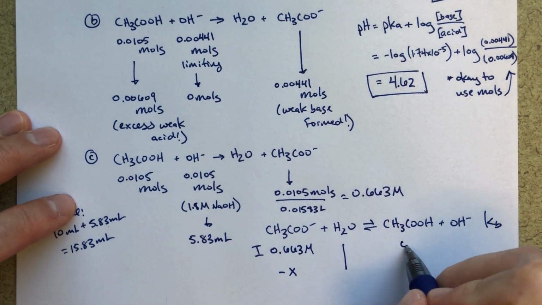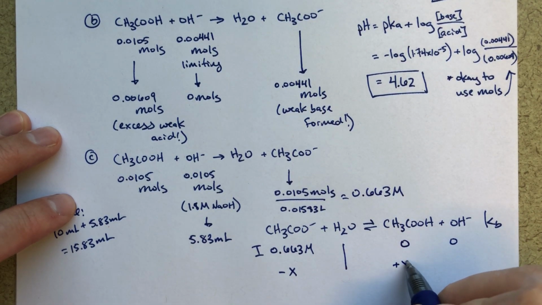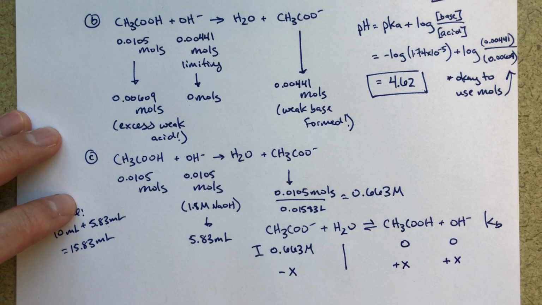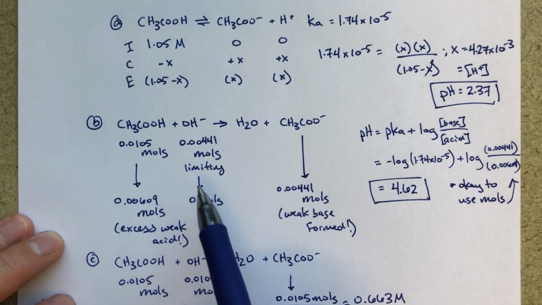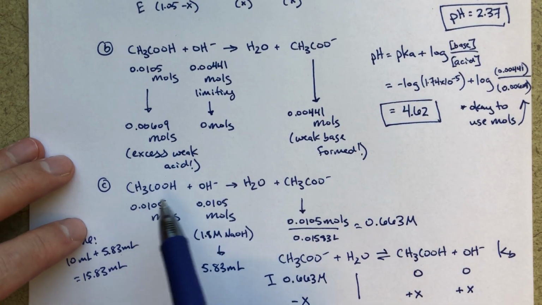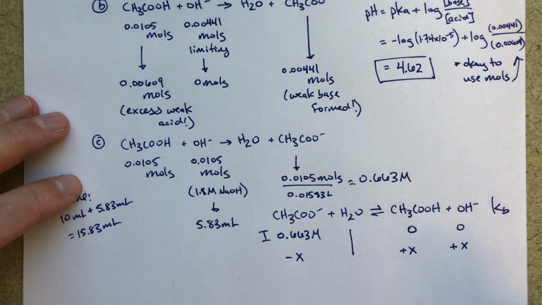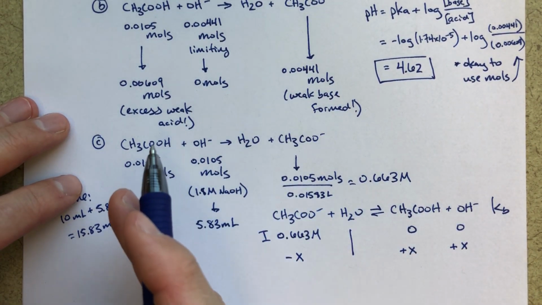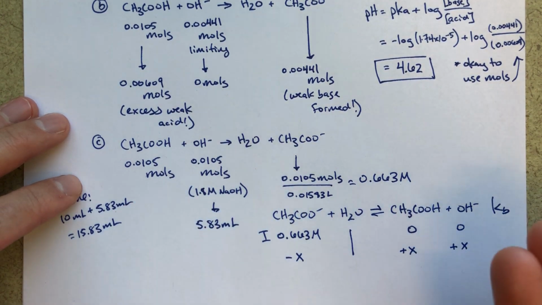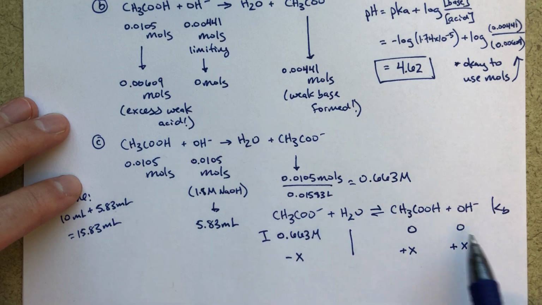Then we're just running this ICE table as a normal Kb type problem. So we've sort of converted this problem. Initially we were starting with a weak acid. But at the equivalence point, if you're starting with a weak acid, you've sort of converted it all into a weak base. And then we need to consider this Kb type reaction.